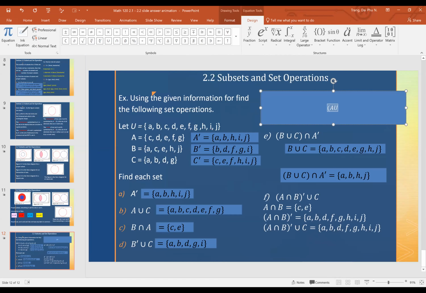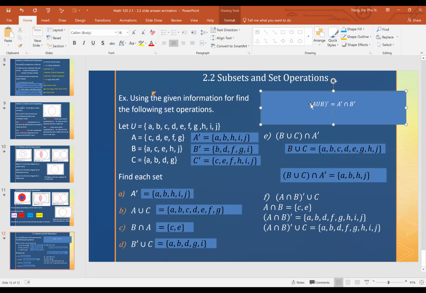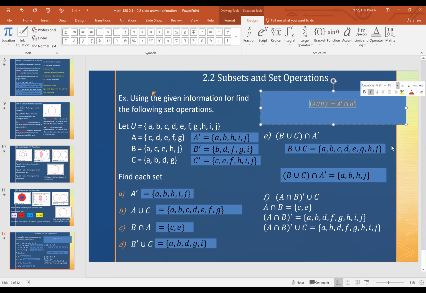The only time it's the same is if A union B complement is A complement intersection B complement. In order to be the same, they have to be this way: if you distribute the complement in, the intersection becomes the union and the union becomes the intersection. So basically, in order to be this, they are equal.